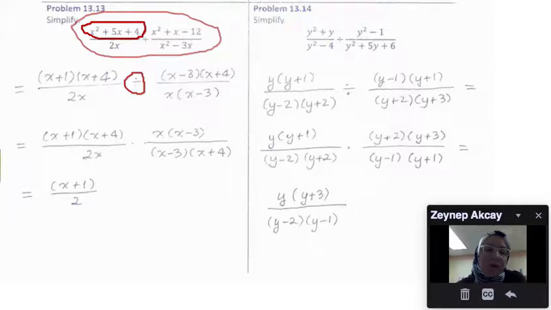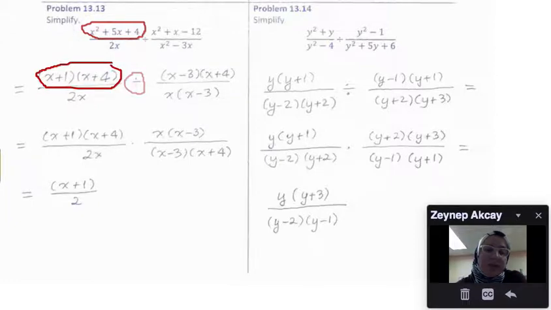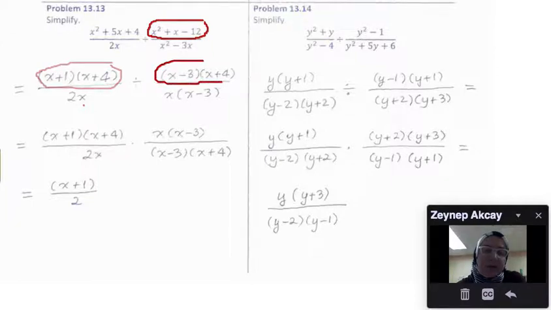So first numerator factors out to be x plus 1 times x plus 4. The denominator will stay as 2x. And the second rational expression, the numerator will factor out as x minus 3 times x plus 4. And the second denominator we have a greatest common factor of x, and it factors as x times x minus 3.